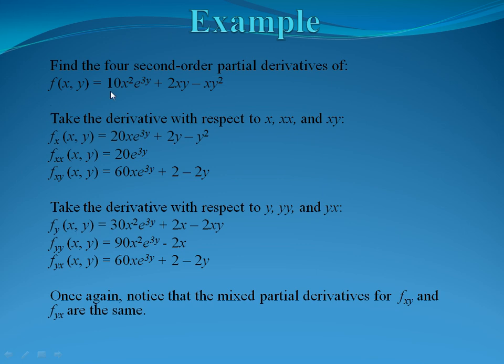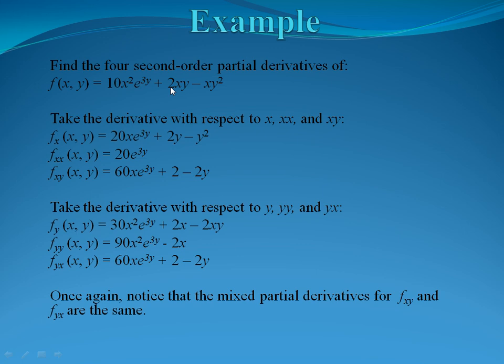So we go to the first term, e to the 3y and 10 are all constants. X squared is our function because x is the variable we're looking at here. So what happens is the 2 comes down to multiply our constant. So we have 20 and e to the 3y, those are all our constants, and we subtract 1 from the power. So we have 20x e to the 3y.